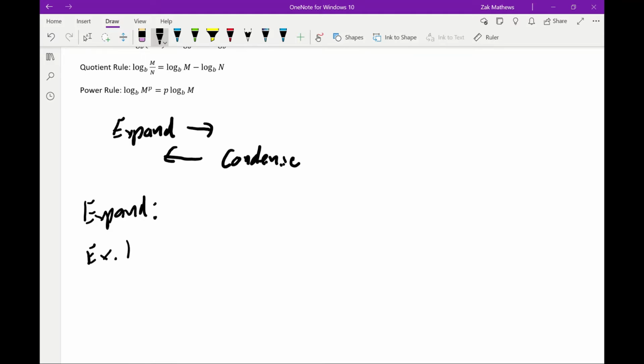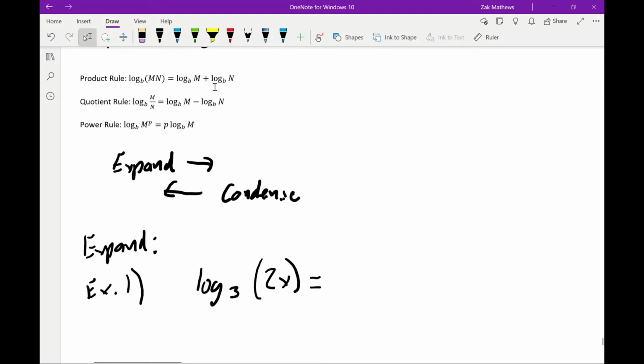Let's take as our first example log base 3 of 2x. Alright, so what I have here is the product of two things. The product I know I can write as two different logarithms using addition. So I have to keep the bases the same. That is key. The bases have to remain the same. Log base 3 of 2 plus log base 3 of x.